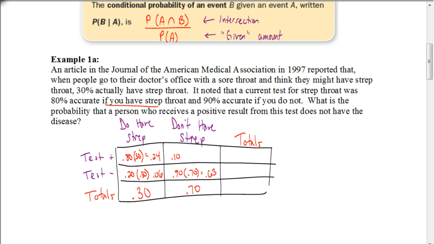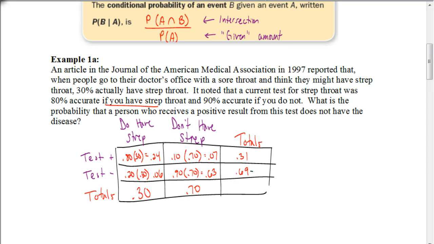That means 10% of the time it's going to give you a false positive, where you don't have strep throat and it tests positive saying that you do. That happens 10% of the time, and 10% of that 70% would give you 0.07. If I add up these totals, 0.24 plus 0.07 is 0.31. 0.06 plus 0.63 is 0.69.